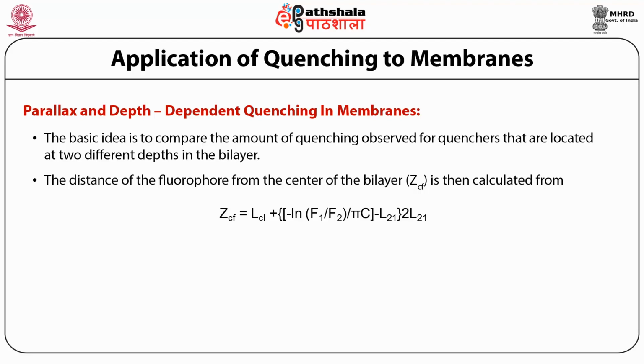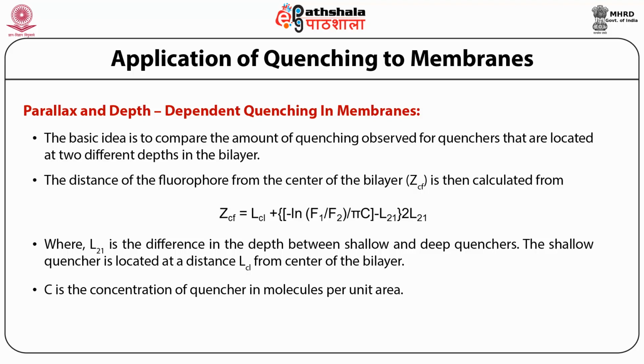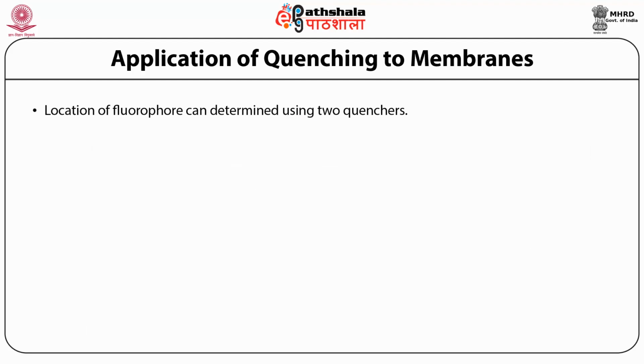ZCF is given by LCl plus the negative log of the fluorescence ratio F1 over F2, divided by pi C, minus L21, all divided by twice L21. L21 is the difference in depth between the shallow and deep quencher. The shallow quencher is located at a distance LCl from the center of the bilayer. C is the concentration of the quencher in molecules per unit area. F1 and F2 are the relative intensities of the fluorophore in the presence of the shallow and deep quenchers. The location of the fluorophore can be determined by using two quenchers.